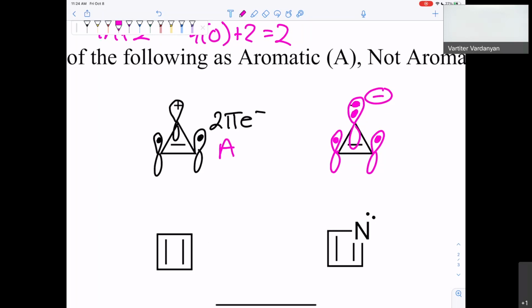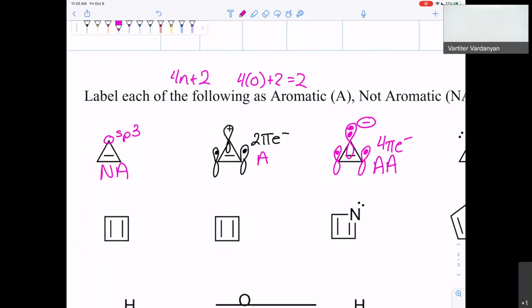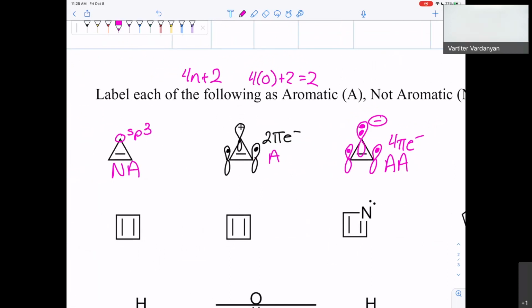So cations are going to have 0 electrons in the p orbital. Radicals have 1 electron in the p orbital. And anions have 2 electrons in the p orbital. Okay, so overall we have 4 pi electrons. So is that aromatic or is that anti-aromatic? Anti. So I'm going to write that as AA. Do we have any questions on this simple one so far?